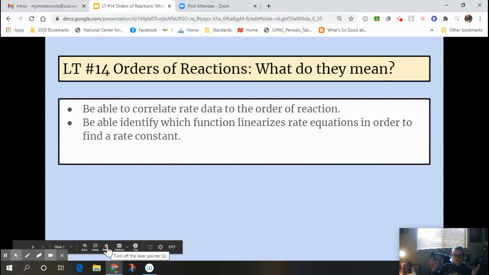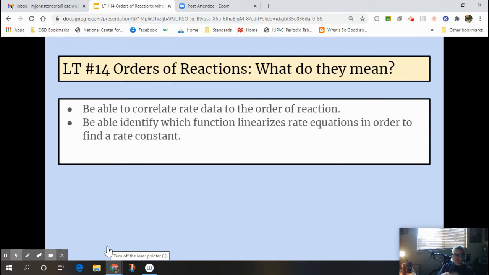All right, it's me again with Learning Target 14, orders of reactions. What do they mean? So we can break this learning target into two pieces. One, we can learn how to correlate concentration versus time data to the order of reaction. And two, we're going to identify functions that linearize rate equations in order to find the rate constant, or k.